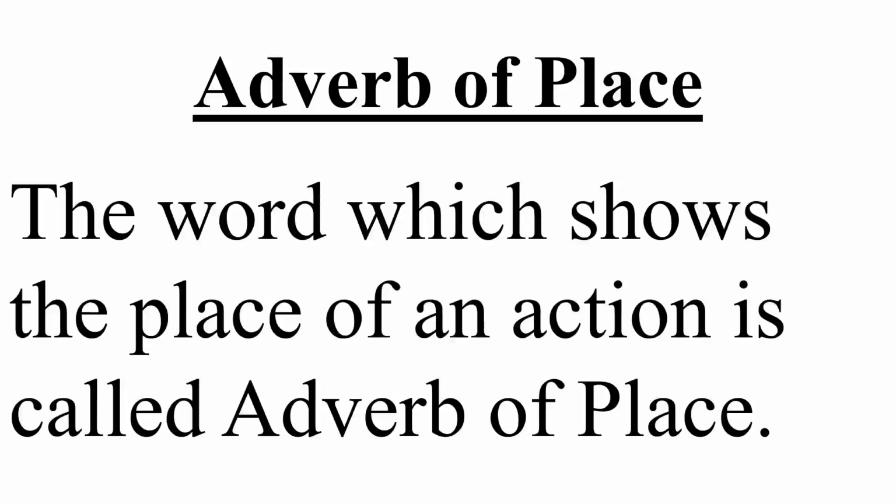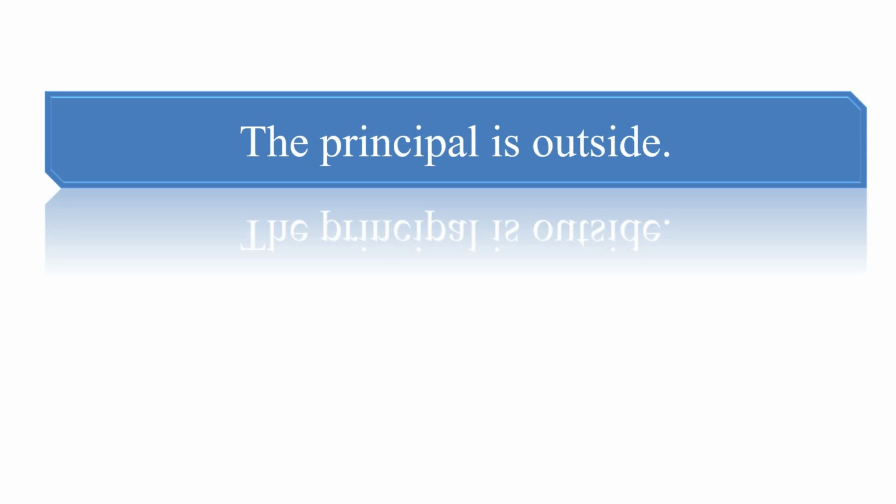The word which shows the place of an action is called adverb of place. जिस adverb से हमें ये पता चलता है कि action कहाँ हुआ था, उसे हम कहते हैं adverb of place. जैसे, if you see the example, the principal is outside. Here, the word outside shows the place where the action is done. So, outside is adverb of place.